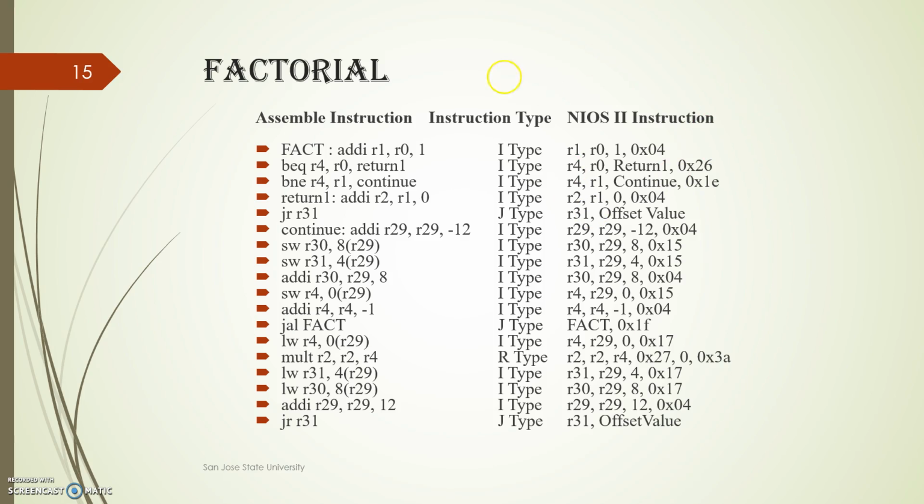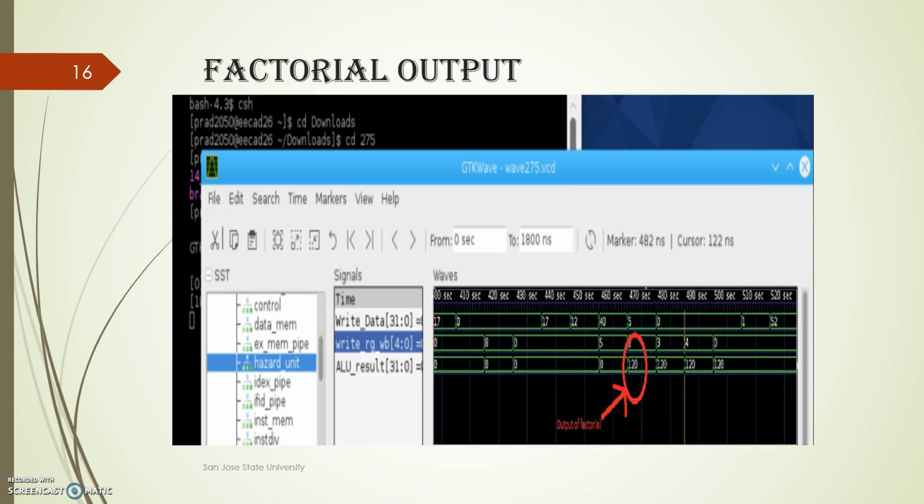Now let's see the factorial program. This is the program where 5 factorial is being computed. Again, the table shows the assembly level instructions, the type of instructions, as well as the opcode for each of them. So we see that after the program has been executed for 5 cycles, the output which we get is 120 in the final ALU register, which is again a 32-bit register.